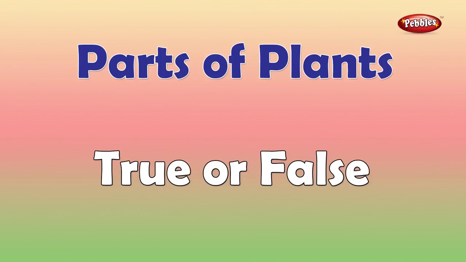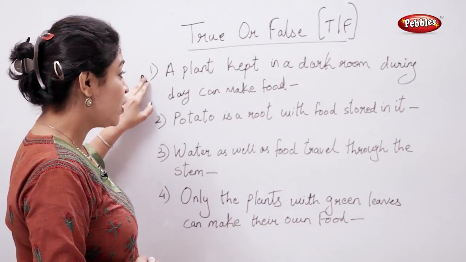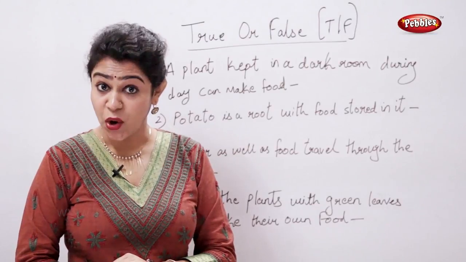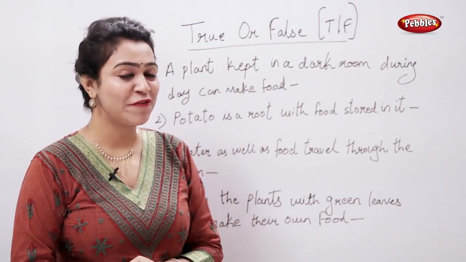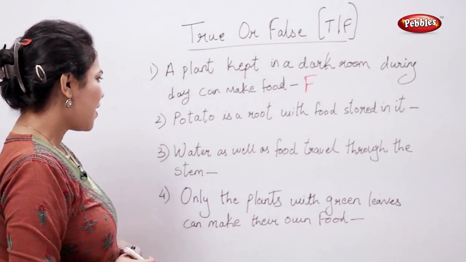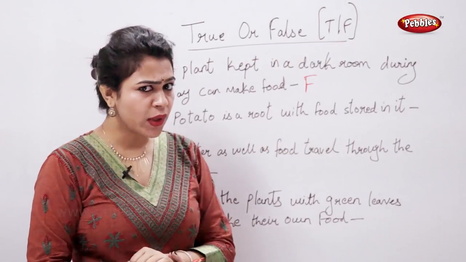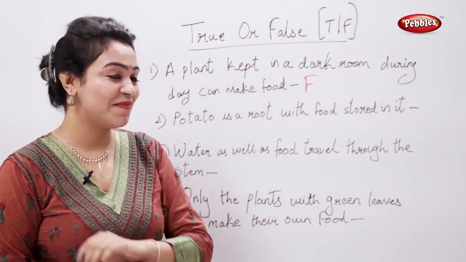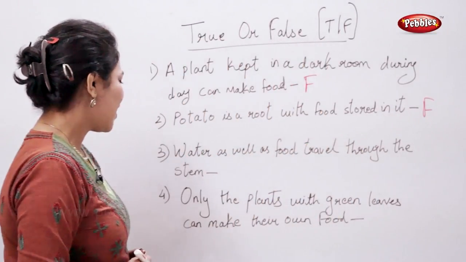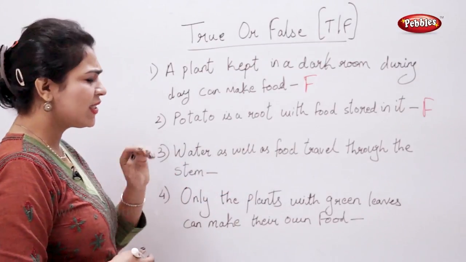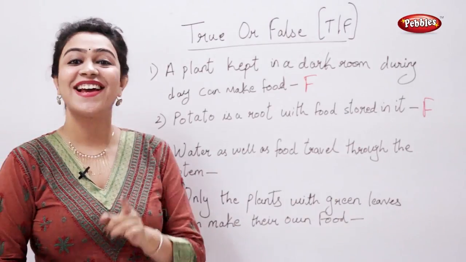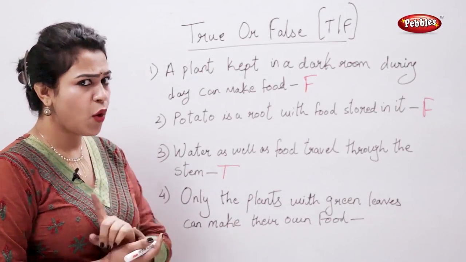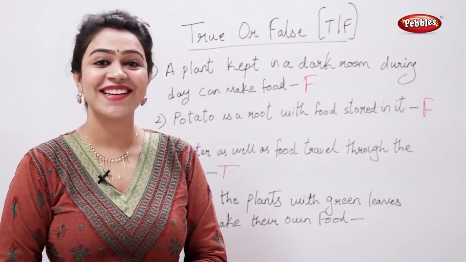True or false? A plant kept in a dark room during day can make food. True or false? False. Because plants need sunlight to make their food. Potato is a root with food stored in it. Is it true or false? False. Potato is a stem. Water as well as food travel through the stem. True or false? True. Only the plants with green leaves can make their own food. True or false? True.